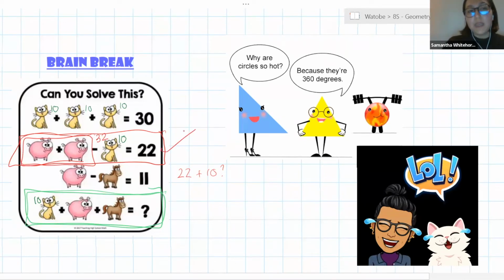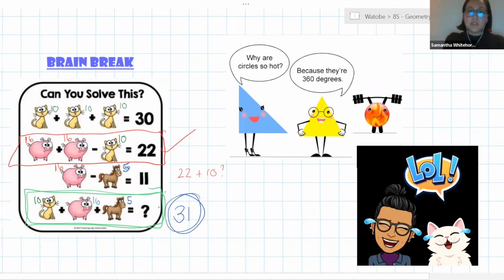Now, if it's two pigs, they need to be two of the same numbers, and so each pig is equal to 16. So now when we get to our next equation, we've got a pig minus a donkey. And if I need to get 11, then the donkey has to be 5. And so in my final equation, if I've got a cat plus a pig plus a donkey, I've got 10 plus 16 plus 5, which gives me a total of 31. So well done, guys. I saw some 31s coming through. That's awesome. Well done.